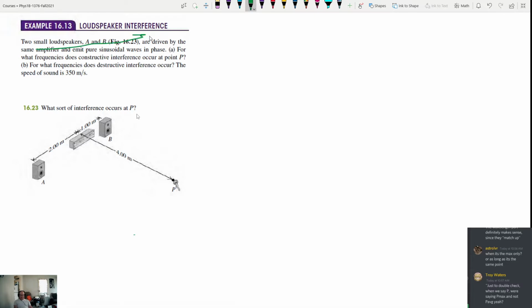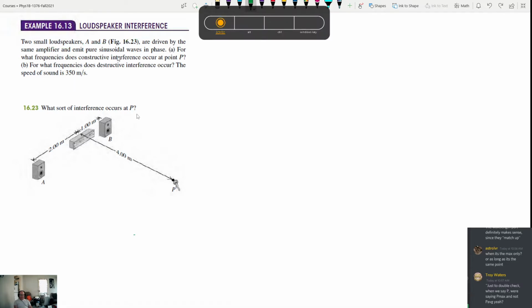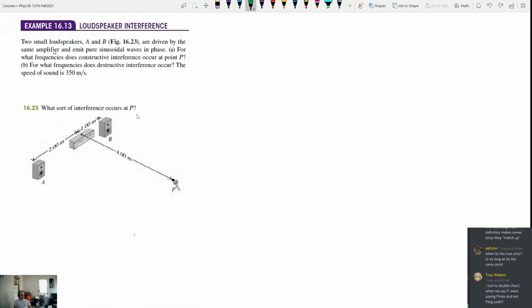All right, loudspeaker interference. We have two loudspeakers, A and B, and they're driven by the same amplifier and emit pure sinusoidal waves that are in phase.